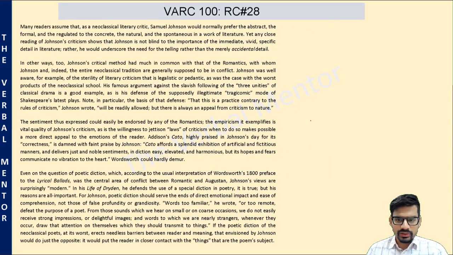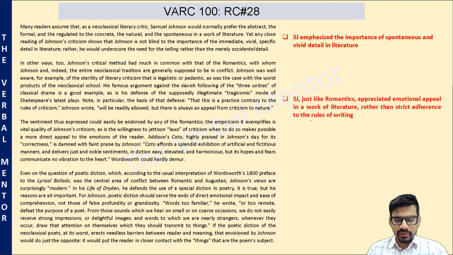A quick synopsis of the passage. In the first paragraph, the author tells you that Samuel Johnson emphasized the importance of spontaneous and vivid detail in literature. In the second paragraph, he tells you that Samuel Johnson, just like the romantics, appreciated emotional appeal in a work of literature rather than strict adherence to the rules.